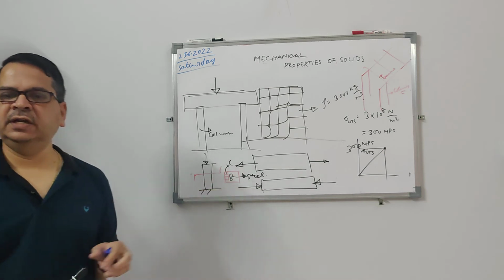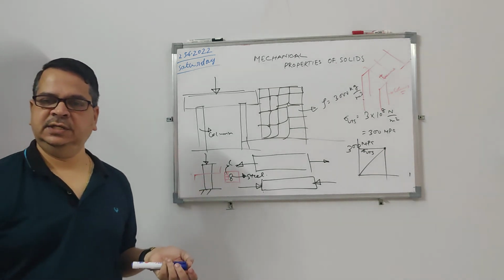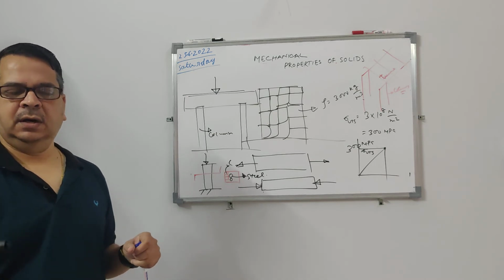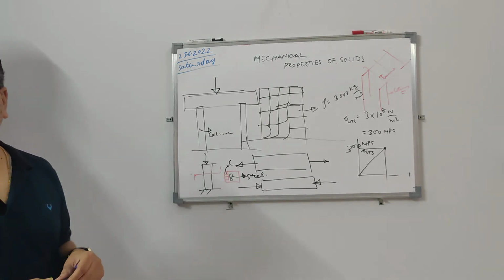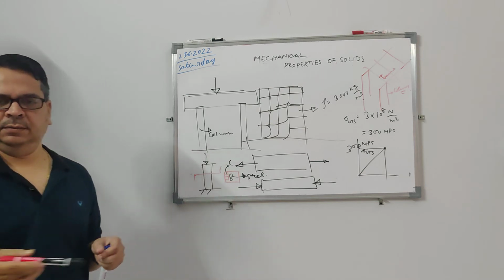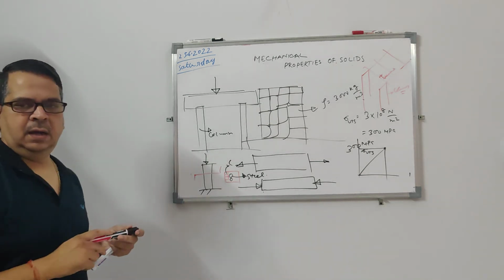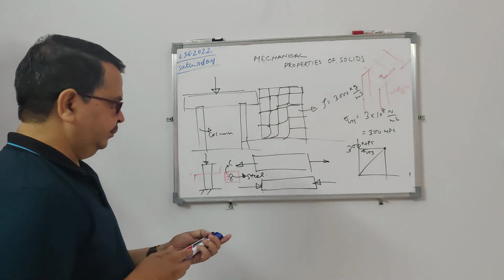So that's why it is called reinforced concrete structure, RCC. R stands for reinforced, C means concrete. Most of the buildings have columns of reinforced concrete, with steel and concrete.